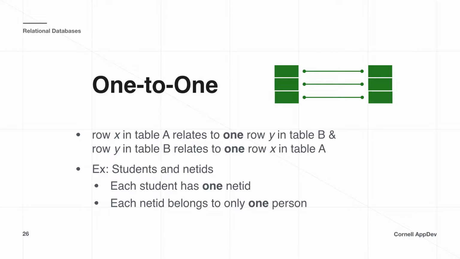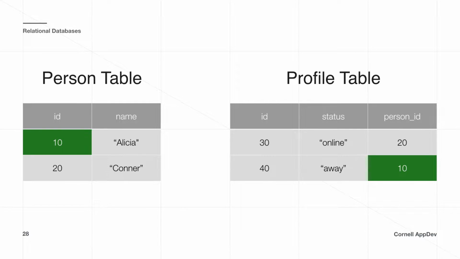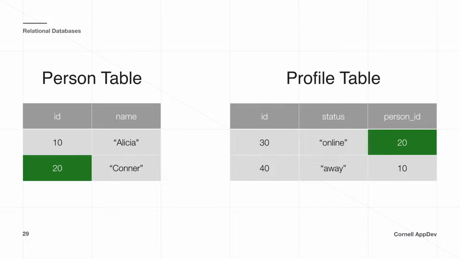So an example of what this looks like when we're talking about tables is, imagine we have a person and a profile, so we're making a social network and we want to separate the two. Person would have its ID and name, and then profile would have ID, stat, just say a status, and then a person ID. Notice that the person ID in the profile table corresponds with a unique person in the person table. So here 10 refers to 10, and also 20 and 20. So they're going to be one and only one. Any questions on one-to-one so far?